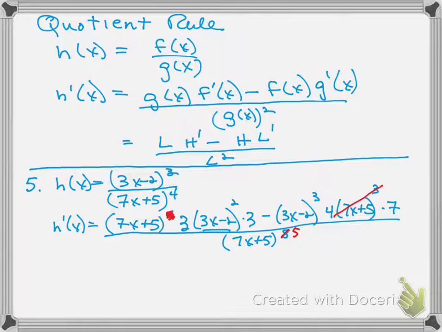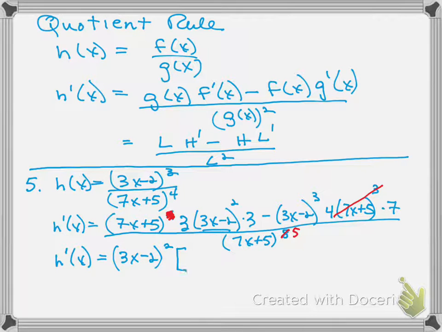So I'm going to go back to my blue color. Okay, so let's see if I can fit this in. So what I'm going to do now is I see that in the numerator only, I have 3x minus 2 squared in common to both terms. So I'm going to factor out a 3x minus 2, and that's going to be squared because that's the highest power.